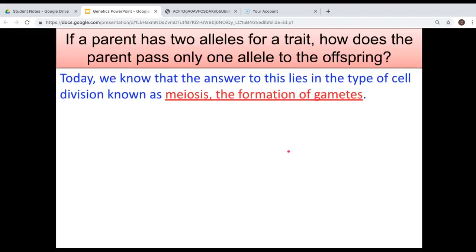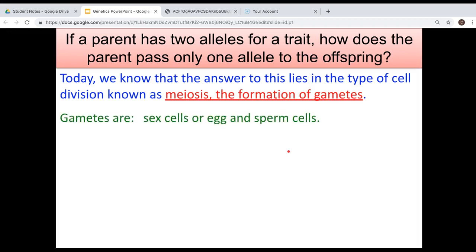This is number 2, C2. If the parent has 2 alleles for a trait, how does the parent pass only 1 allele to offspring? We know this. We talked about this. Okay? So this lies in a type of cell division known as meiosis, which is the formation of gametes.